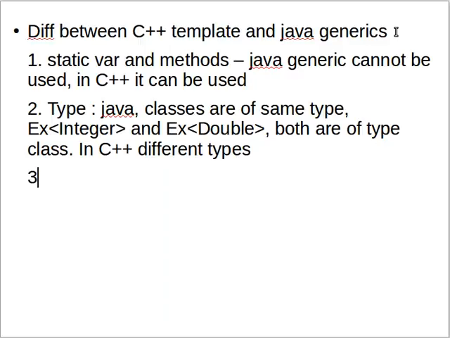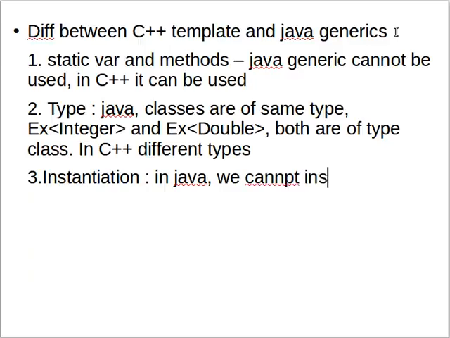Okay, let's see the third difference. The third difference is instantiation. In Java we cannot instantiate a type parameter. However, in C++ we can.